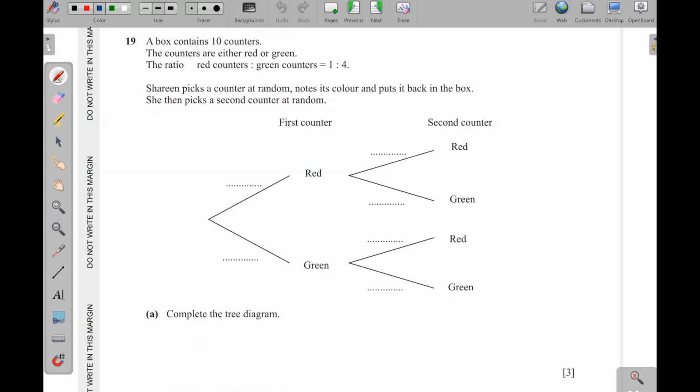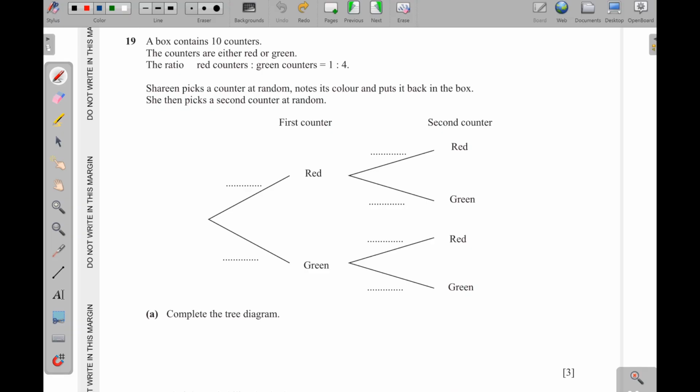Question 19 is coming from probability. A box contains 10 counters. The counters are either red or green. The ratio red counters to green counters is 1 to 4. Shireen picks a counter at random, notes its color, and puts it back in the box. She then picks a second counter at random. This is what we call picking with replacement. You pick, you read the color, then you replace.